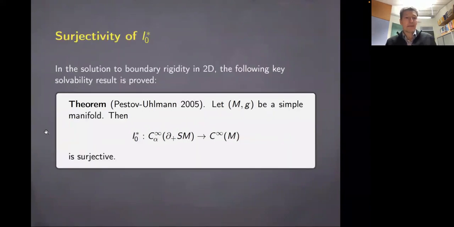Great. And the key result that underpins a lot of these geometric inverse problems in 2D is this surjectivity result of Pestov and Uhlmann from 2005, which tells you that I0 star is actually always onto. So given a C-infinity function on M, that function will always come from this process.